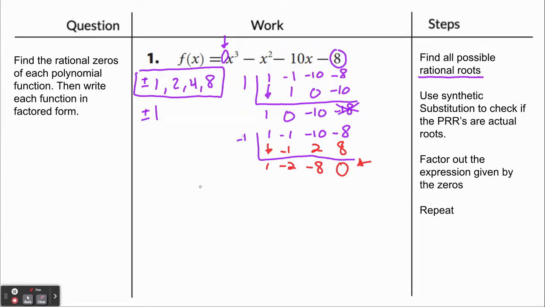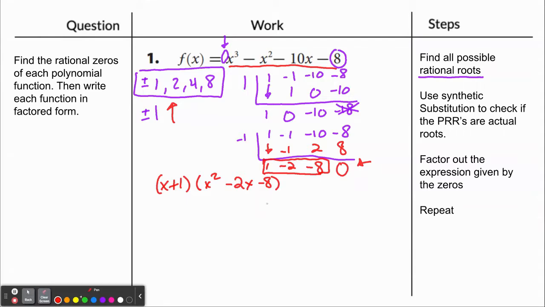And so what that means is that because if I plug in negative 1 into x plus 1, I can factor out x plus 1 from this equation that we started with. What's left after factoring out x plus 1 is what we were left with in synthetic substitution. So in this one here, it is 1x squared minus 2x minus 8, because that is what we were left with here. So now all I have to do is continue looking for numbers from my possible roots using this factored form here. So now I'm going to go ahead and use positive 2.